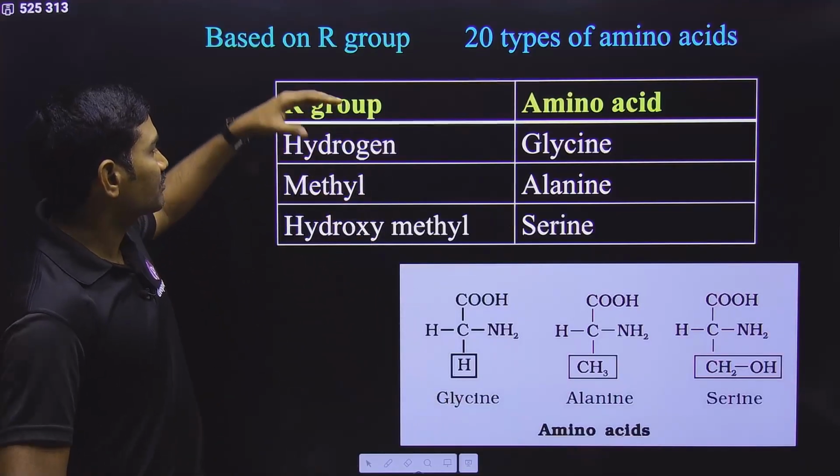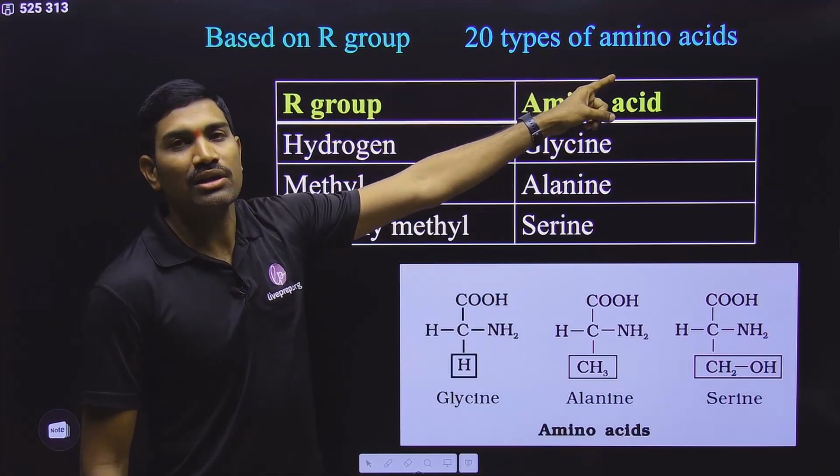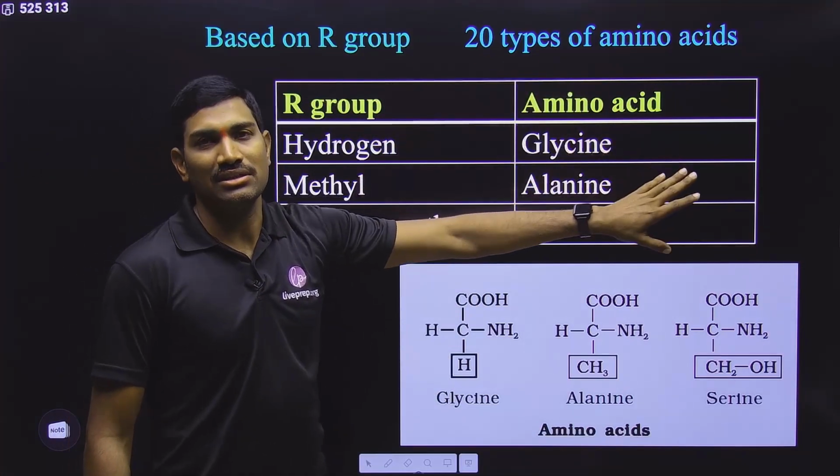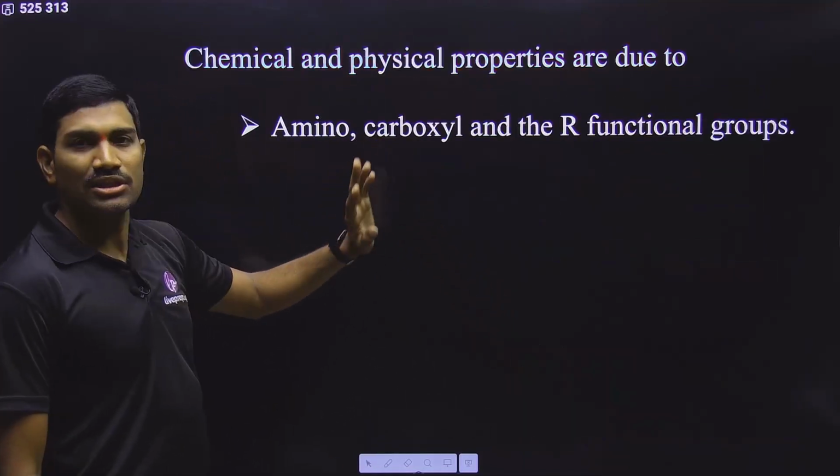Clear? Next one. The same information I have written here, but actually you need to talk about the total 20 standard amino acids. In the regular lecture we have studied all these names and everything. So if you are interested, please go through that.